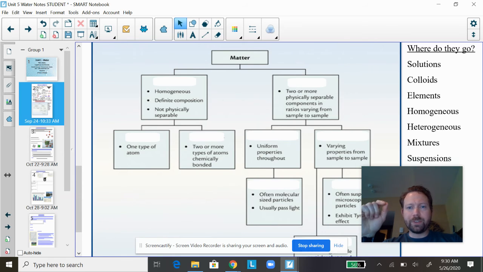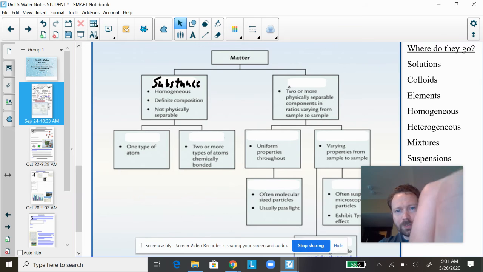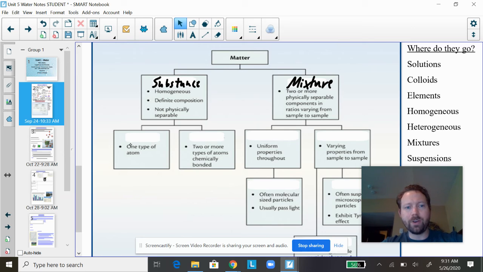So matter is split up into two categories. One is homogeneous, and it also has definite composition. The other one is two or more physically separable components. So this would be a substance. This would be a mixture. In terms of substance, we have one type of atom, which would be an element, or two or more types of atoms chemically bonded, that would be a compound.